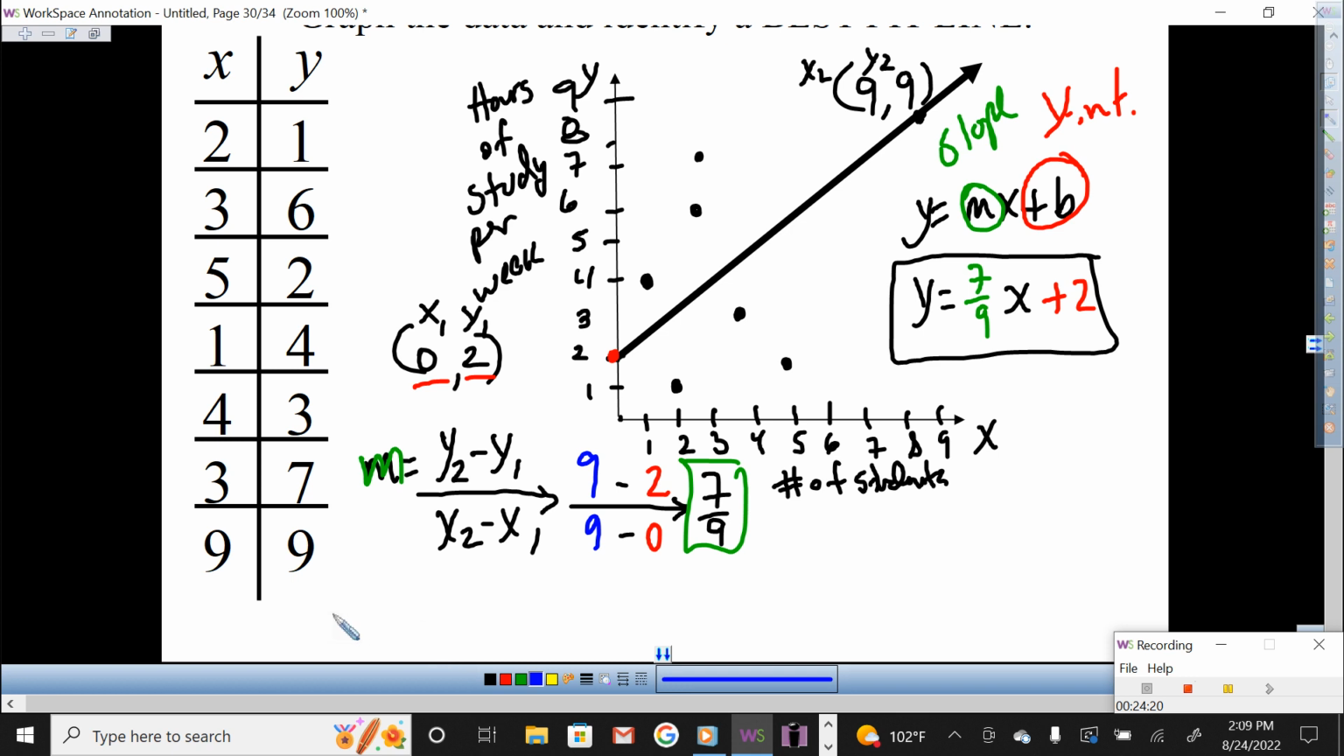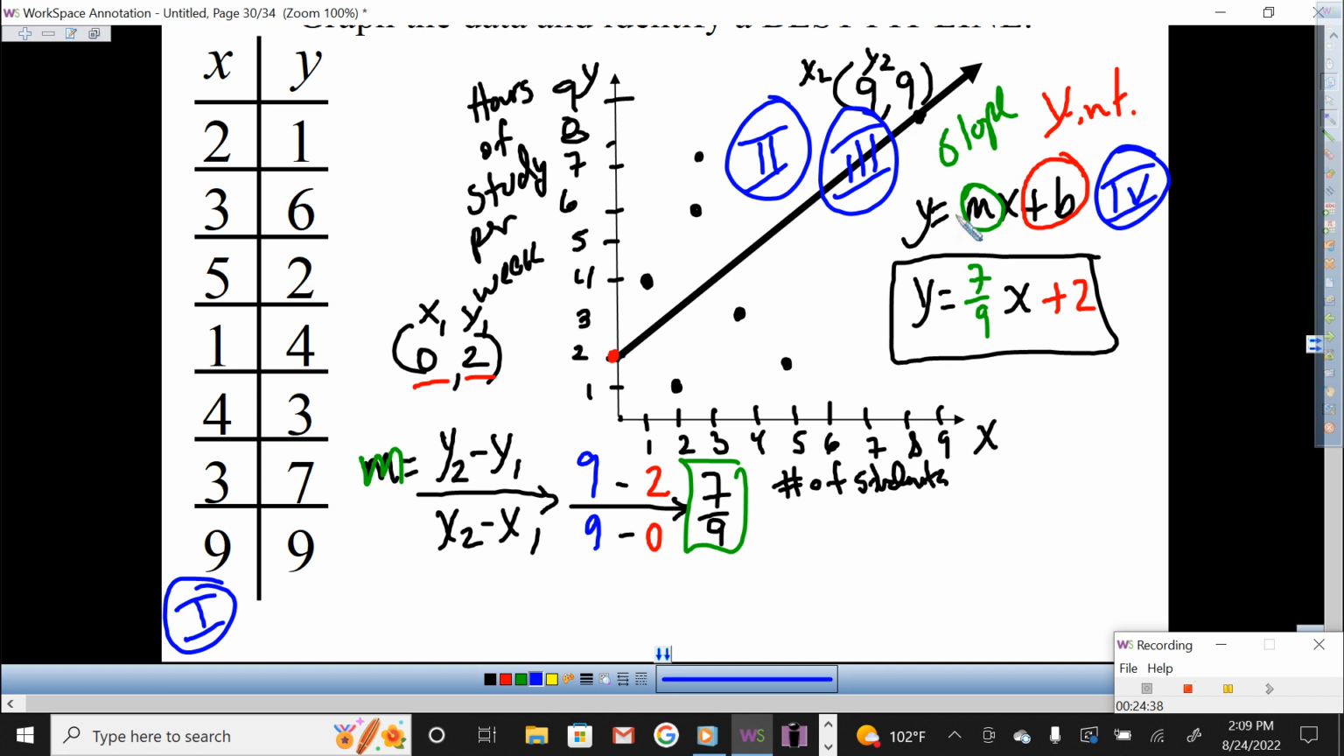In case you missed the steps, here's step number 1. We need a table. Step 2, we need a graph. Step 3, we need a straight line going through the data. Step 4, you need your slope-intercept form, but already with your slope and your y-intercept. Okay? 4 things. We got it?